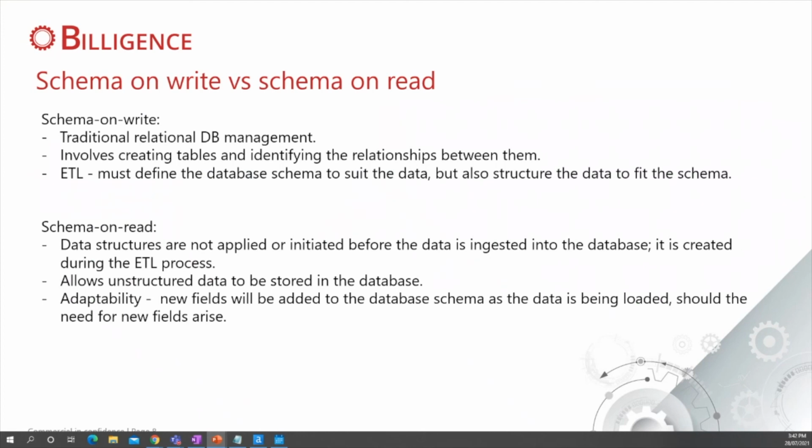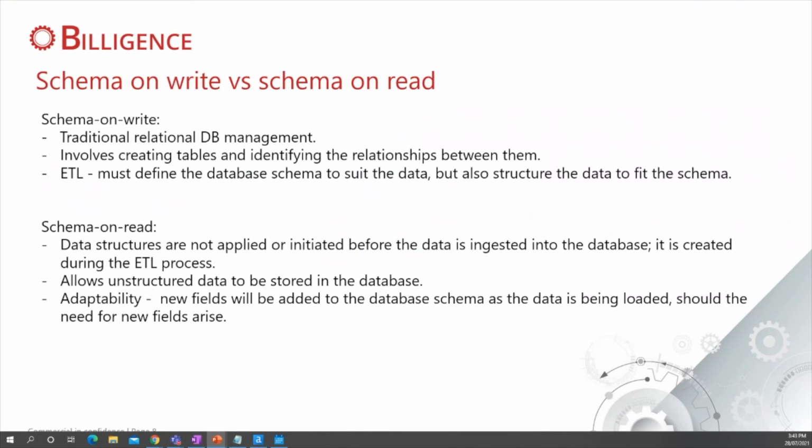Where Snowflake comes in is the schema-on-read argument. Now, data structures aren't applied or initiated before the data is ingested. It's created during the process. So as I said, as the JSON files change between the three types of structures, Snowflake can adapt and react and pivot its schema accordingly to allow this unstructured data to come in without errors.